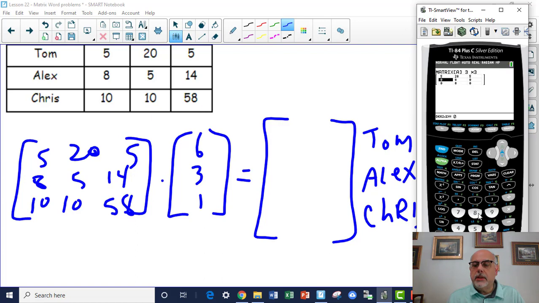And remember, if you need to pause to catch up, that's fine. You should pause it to make sure you're putting all the things in the calculator the correct way. There's the first matrix. Second matrix.